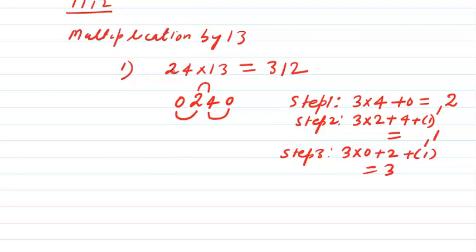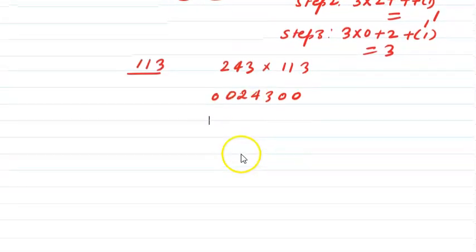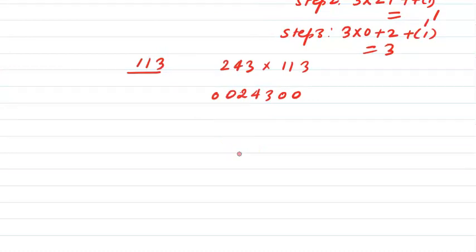Now as a student, I think you must be clear that suppose we have to multiply something by 113, then what process will we follow? We will follow the same process. When I am saying we will follow the same process, what do I mean? Suppose I have to multiply 243 and 113. This time I will be adding 2 zeros in the end and 2 zeros in the beginning, and then I will be taking 3 digits at a time. So let us quickly do this.